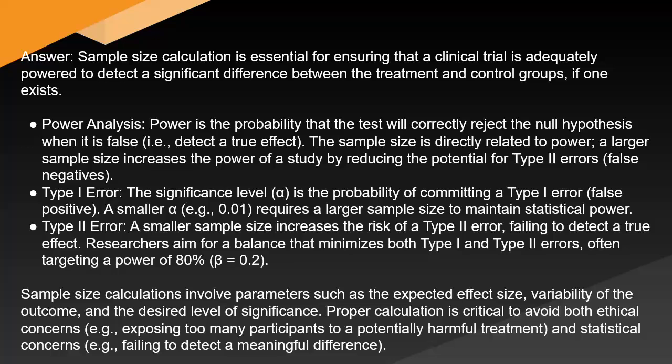Researchers aim for a balance that minimizes both type I and type II errors, often targeting a power of 80%, equal to a type II error rate of 0.2. Sample size calculations involve parameters such as the expected effect size, variability of the outcome, and the desired level of significance. Proper calculation is critical to avoid both ethical concerns, e.g., exposing too many participants to a potentially harmful treatment, and statistical concerns, e.g., failing to detect a meaningful difference.